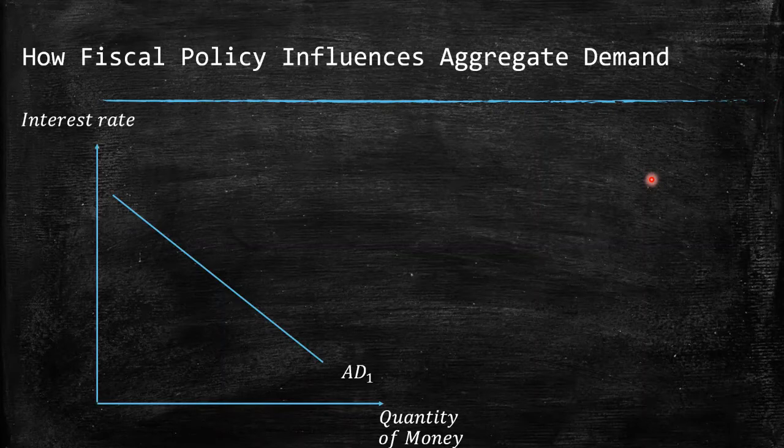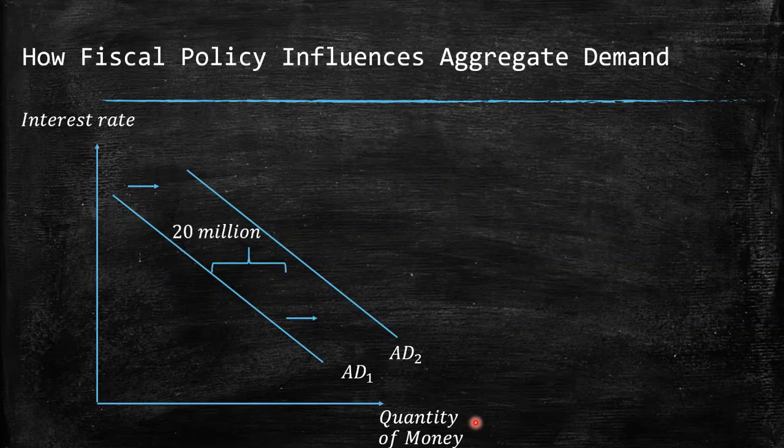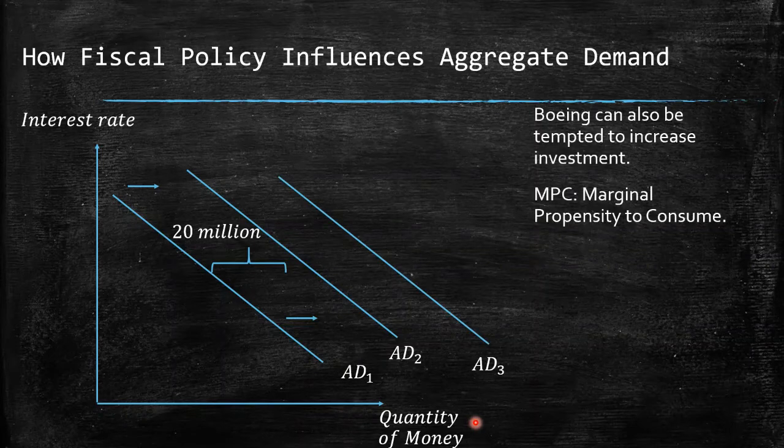So here we have again our graph, I apologize. Here should be the prices and here should be the output. We have an increase of the aggregate demand from AD1 to AD2 of 20 million, and then you can think that there is even an increase to AD3. Let's set this as the final impact, because Boeing can also be tempted to use this money to increase investment or to buy other goods.